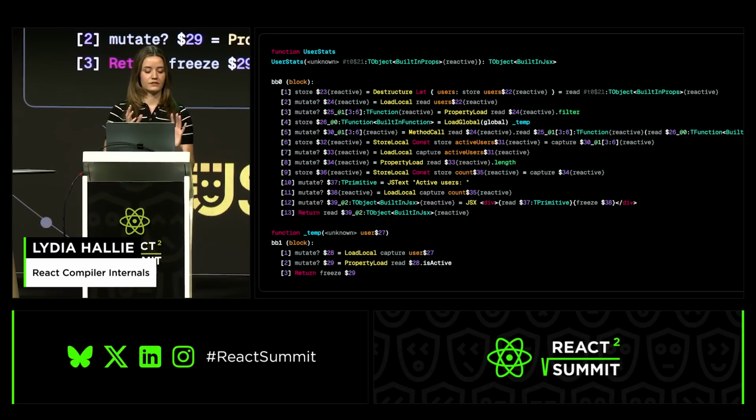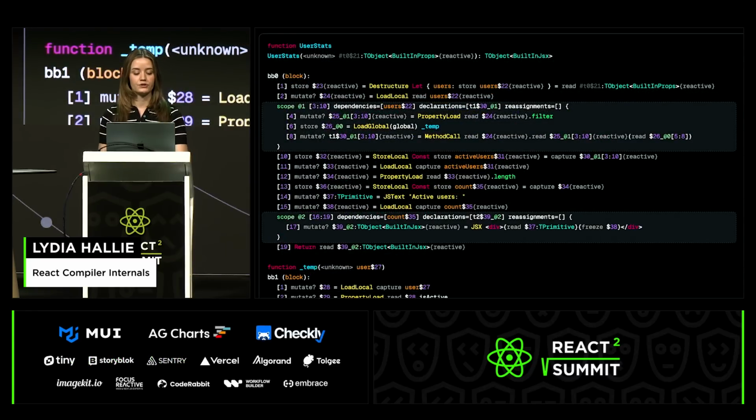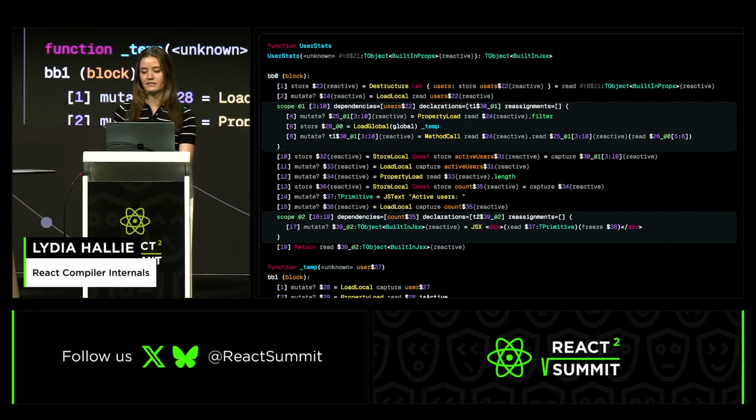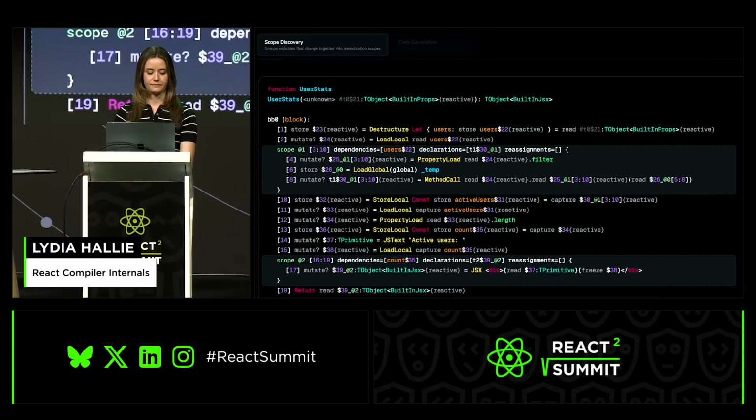So at this point, the scopes just kind of exist as annotations in our HIR, but they need to become actual control flow structures for the code generation. So the compiler now structures the scopes into a different representation that clearly shows which instructions belong to each scope and also what their dependencies and outputs are. So now you can clearly see that scope 1 depends on the users variable and produces the filter result, while scope 2 depends on count and produces this JSX.